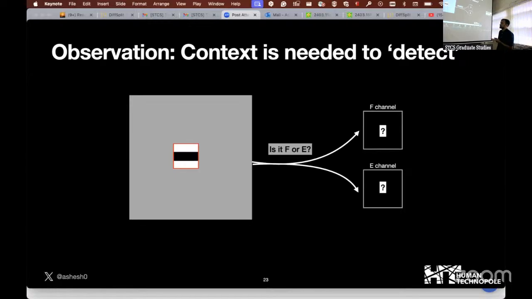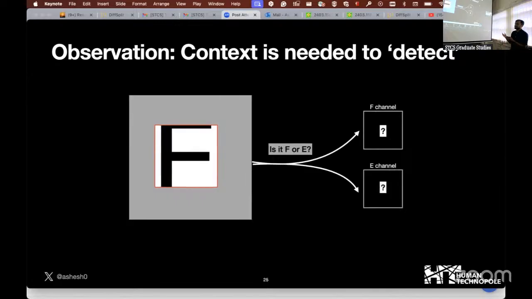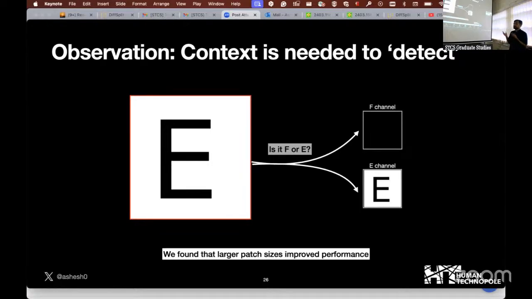For example, if I ask you, is this image an image that belongs to F or E, you would not be able to say. But if we give slightly more context, still not possible. More context, still not possible. But when you have sufficient context, then you could say that, yes, this indeed belongs to one of the channels. And in hindsight, it was not surprising that we found that larger patch sizes improved the performance when we trained the network on this task.